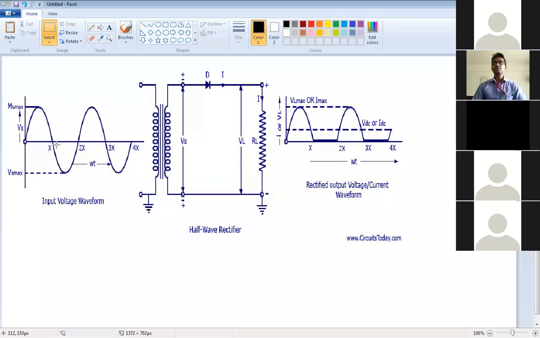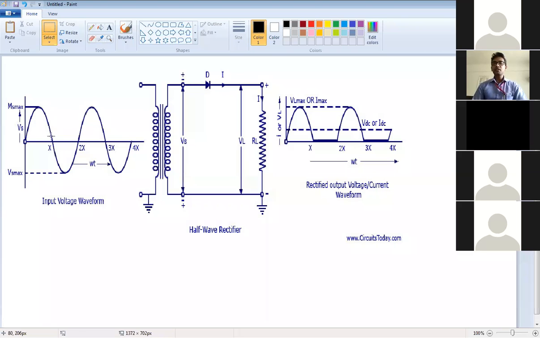So AC input is there, correct? And the DC pulsating output is there. Means it is not pure, it is not a perfect horizontal line. So it is pulsating. For positive half cycle, you are getting positive half cycle at the output. For negative half cycle of input, you are getting zero output, correct? So it is pulsating DC. So this circuit is half wave rectifier.